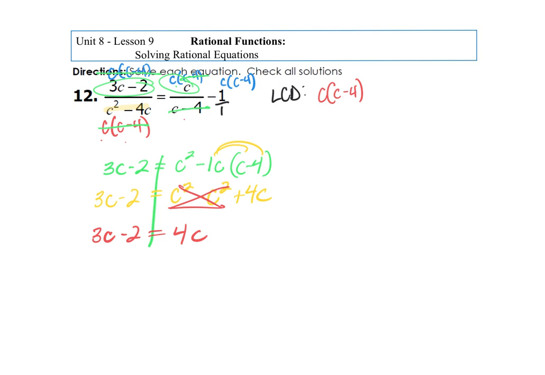So we don't need it set equal to 0. We need to sort our c's and our constants. I'm going to subtract 3c over to the right side for the fastest way to solve. We've got negative 2 equals 1c. We don't even have to divide. And I do a quick check. Putting negative 2 in does not create a 0 in either denominator, so that is our solution.